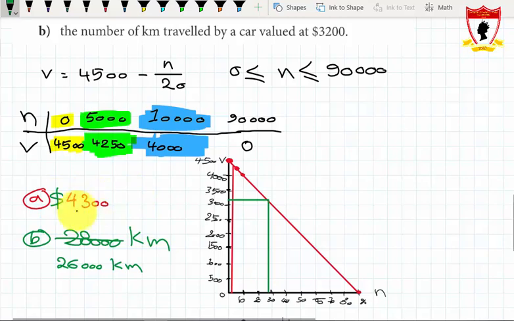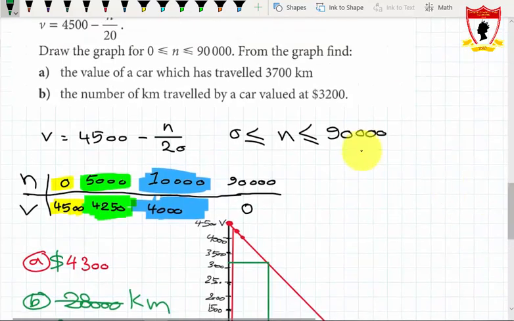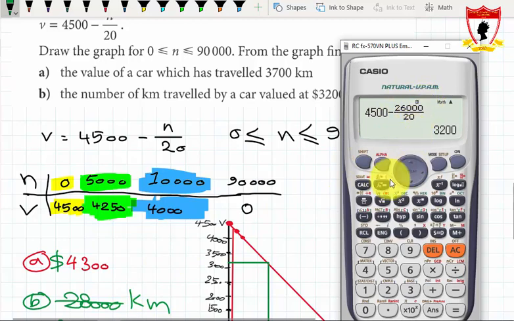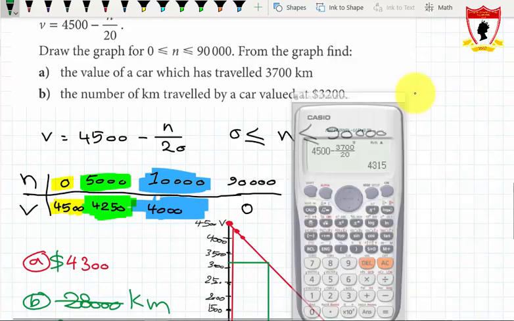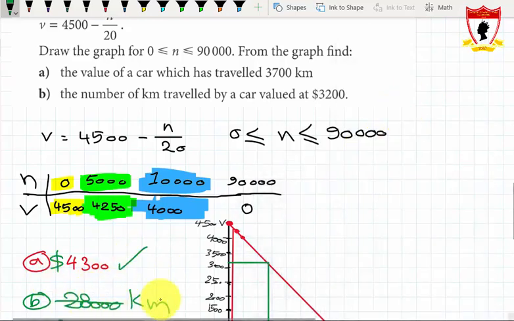Part A, this is the cost, 4,300, but number of kilometers, n, is given in the question, 3,700. So now let's just put 3,700 in place of number of kilometers, which is n. Let's see what we get. We got 4,315. So part A, it was a very good estimation. We don't have to change it. It's $4,300. It's too close. So done.